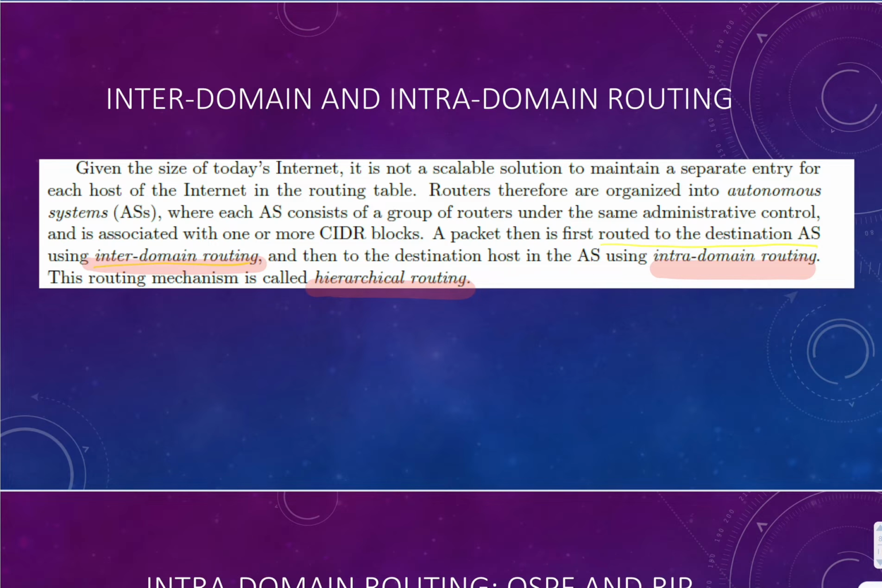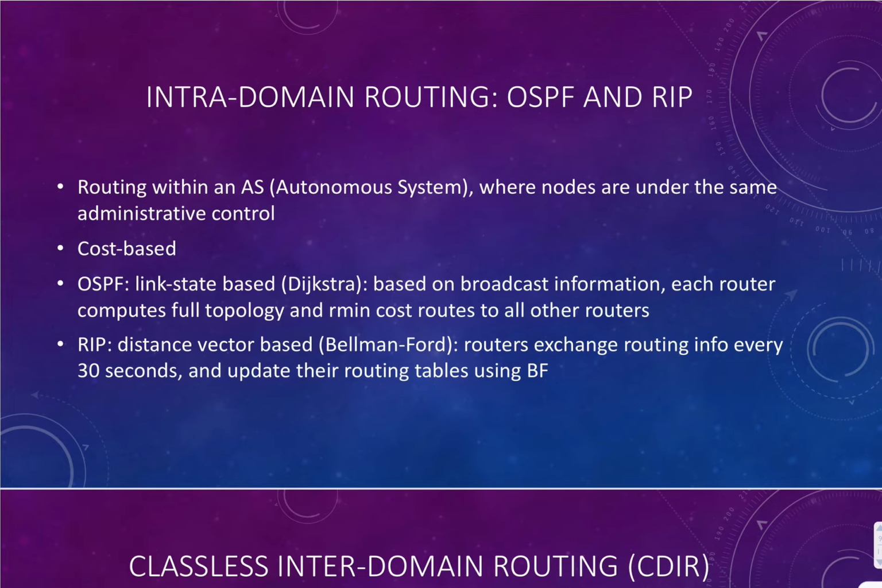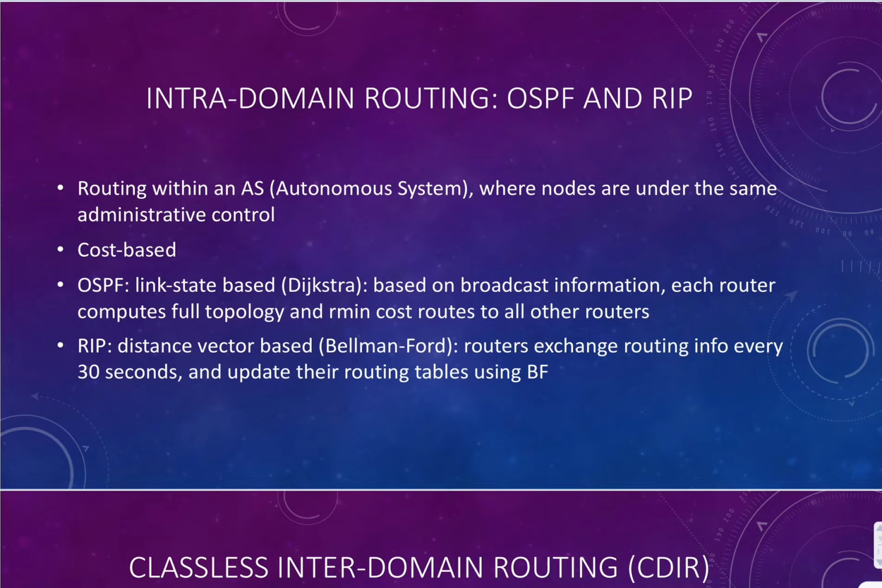So intradomain routing today, and for a long time now, has mostly been done using two alternative routing algorithms, OSPF and RIP. Intradomain routing is routing between nodes under the same administrative control, and it is often cost-based. So we can use our Dijkstra or Bellman-Ford ideas to solve this cost-based routing problem.